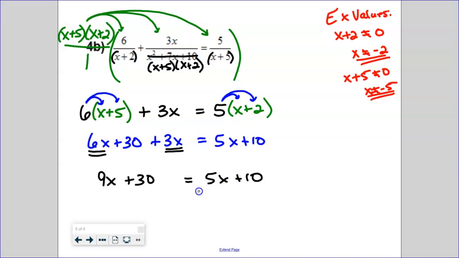I'm going to bring all my x's to the left. And while I'm balancing, let's bring our constant to the right. Let's see what happens here. So these are gone. These are gone.